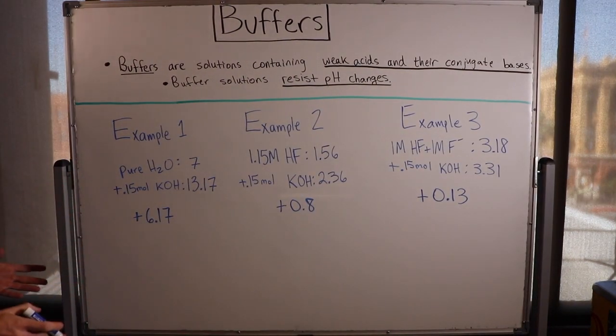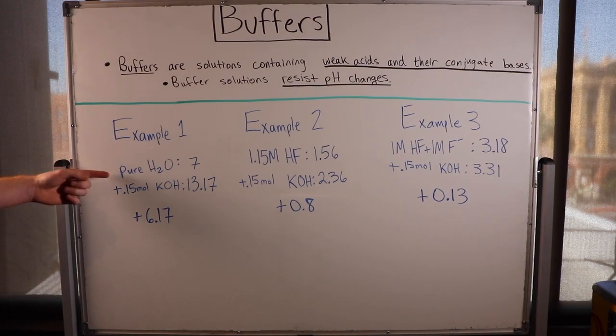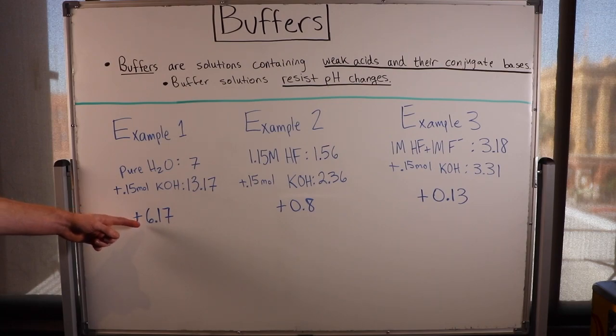So I'd like to quickly recap what happened here. In our first example, we started off with pure water with a pH of 7. We then added 0.15 moles of potassium hydroxide, a strong base, to raise the pH. And the pH was quite responsive to that addition of the base. The pH went up a total of 6.17 points, so 7 to 13.7. So on a pH scale, that is a massive change.